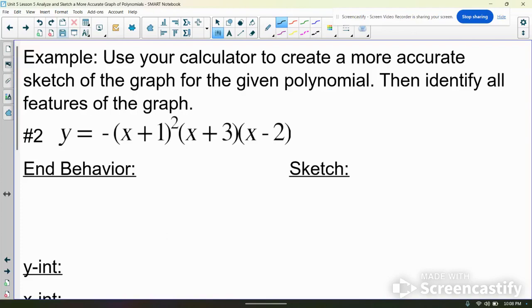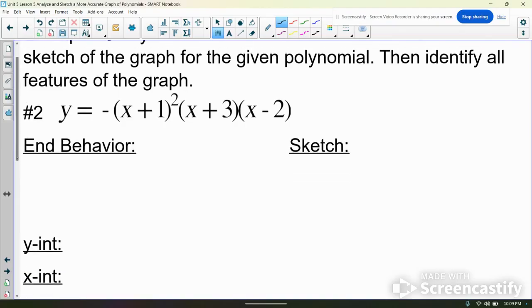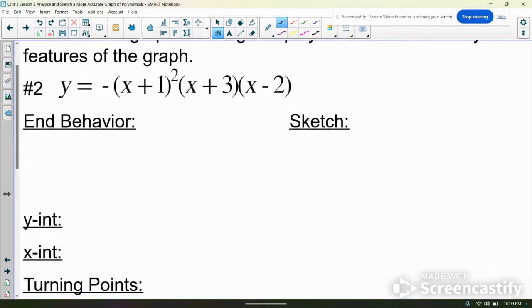This one's already factored, so I don't have to do any work to try to find my x-intercepts. Please, if you're trying to do this on a test, you are wasting your time. If you're trying to do second calc 0, your zeros are already given to you here. Make sure that you're stating your multiplicities. These are important because that will help you recognize where things should bounce and where things should cross.